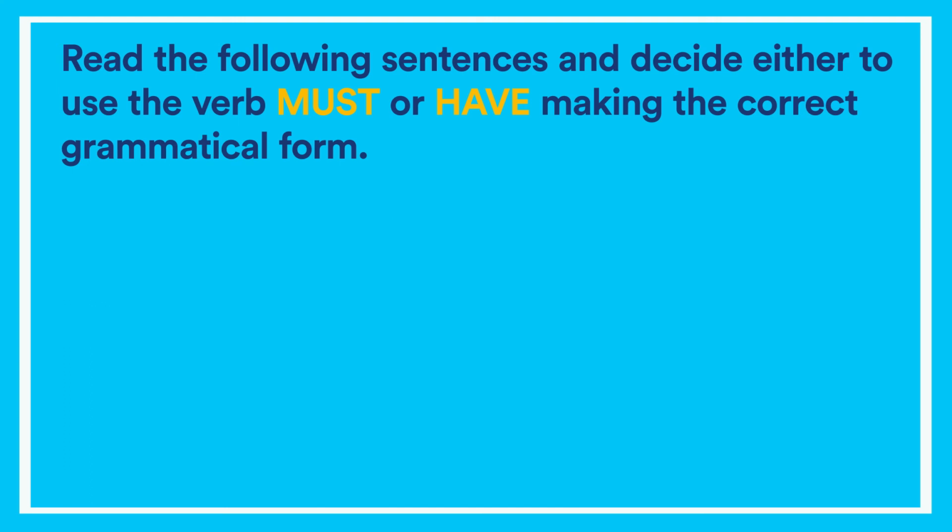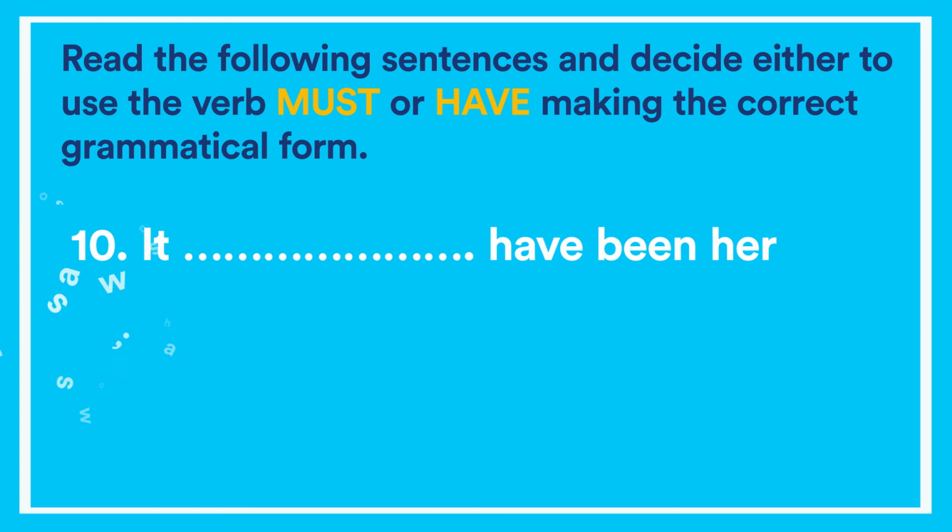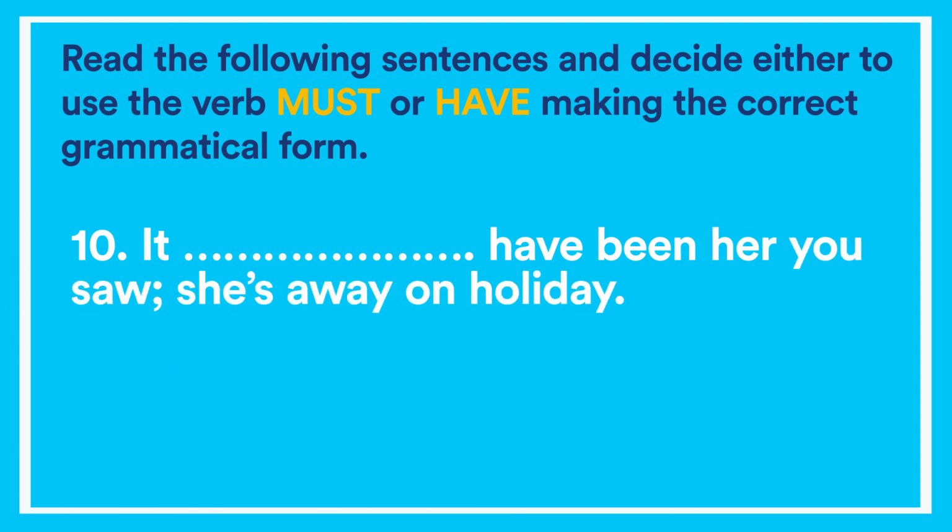Number 10. It have been her you saw. She's away on holiday. Use the verb mustn't. It mustn't have been her you saw. She's away on holiday.